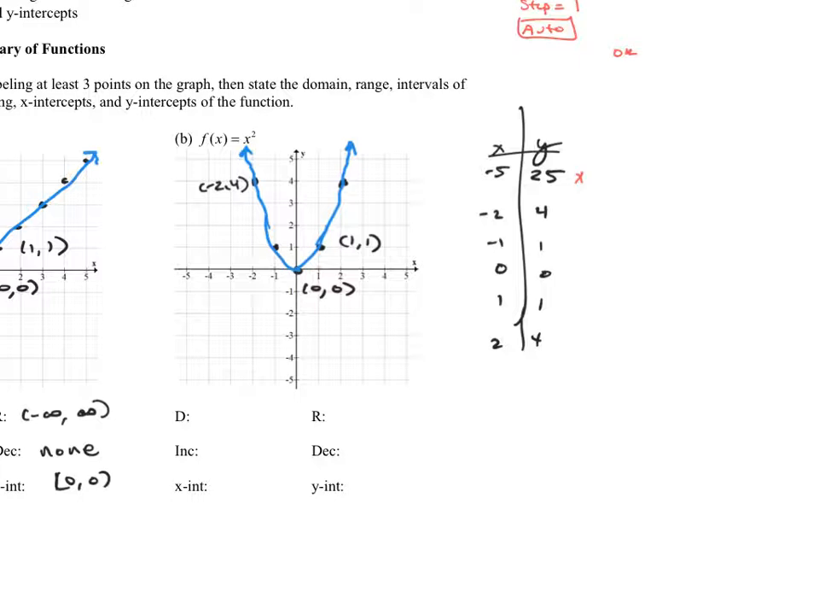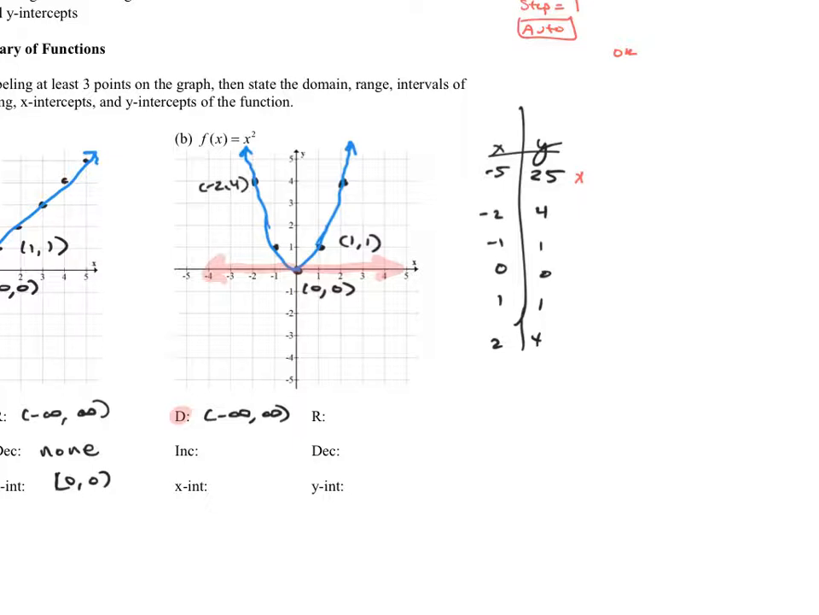So domain is how far left and right. Let me do this for you. Domain, again, is how far left would this graph go and how far right would this graph go. Well, if I continued this on forever, this graph would go all the way left, which is -infinity, and it would go all the way right, which is +infinity, making my domain -infinity to infinity.